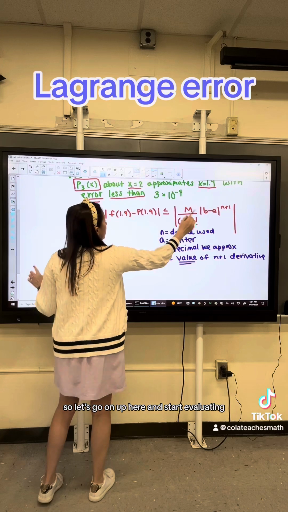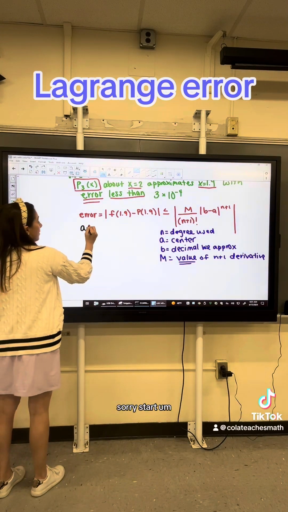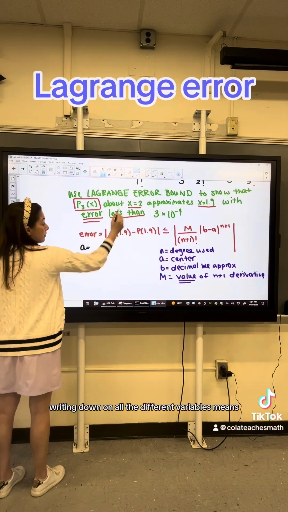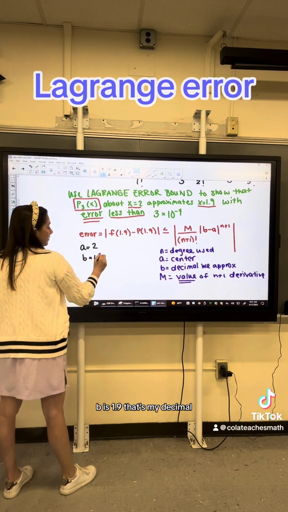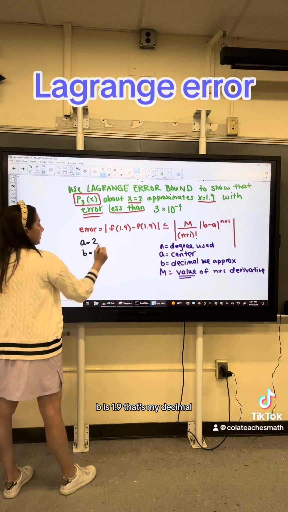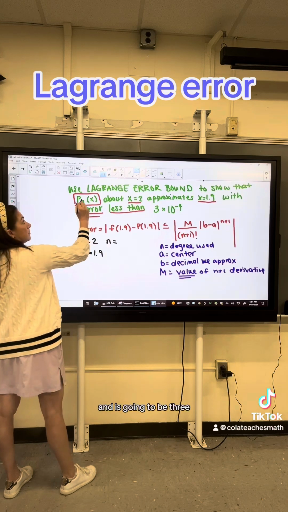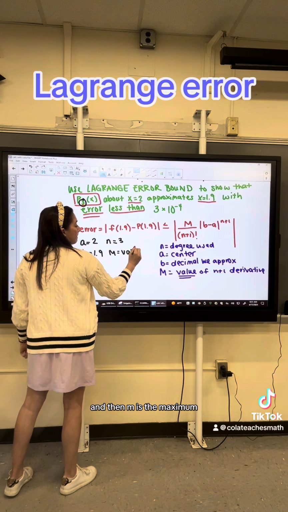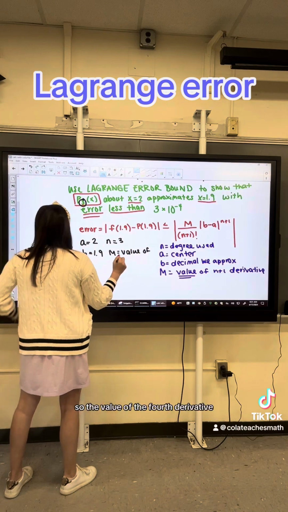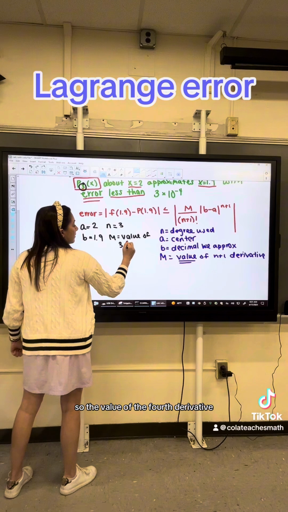So let's go on up here and start writing down what all the different variables mean. So a is 2, we're centered at 2. b is 1.9, that's my decimal. n is going to be 3. And then M is the maximum, so the value of the fourth derivative.